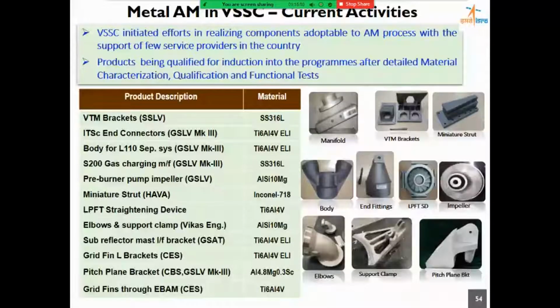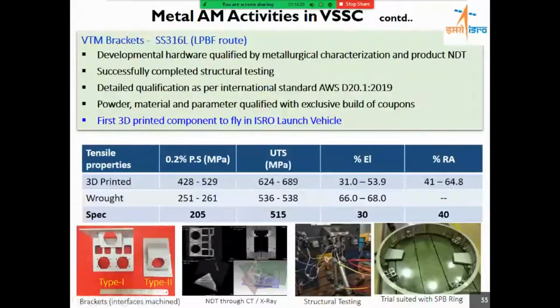So these are a few glimpses of components we have made, as I mentioned, through various service providers. For almost all these components we have carried out extensive characterization and evaluation, and all these are almost on the verge of induction into our programs. These are only a glimpse of a few components. I'll just show some 3 to 4 different materials in which we tried to develop components.